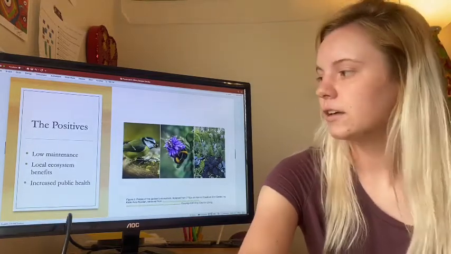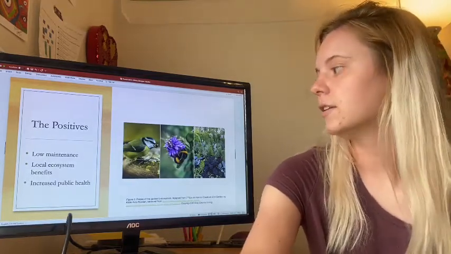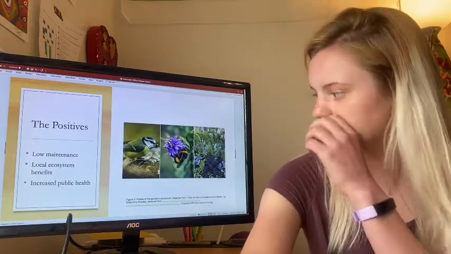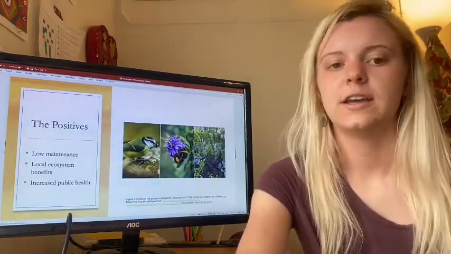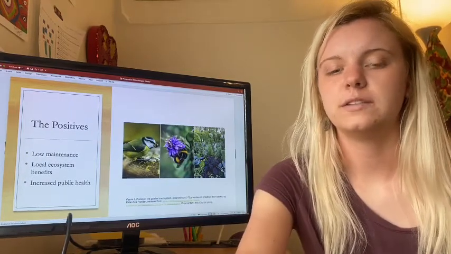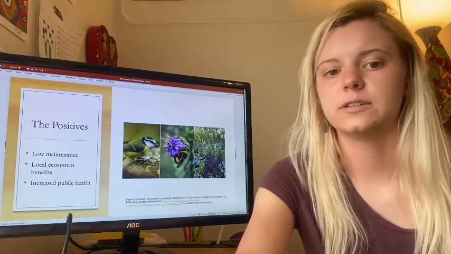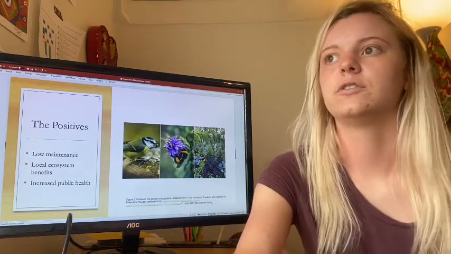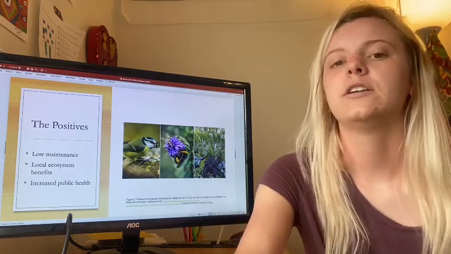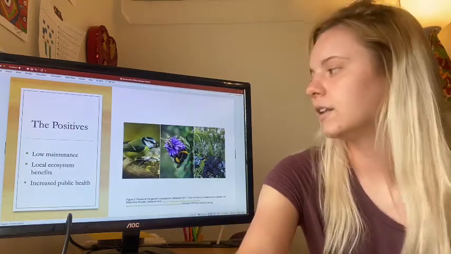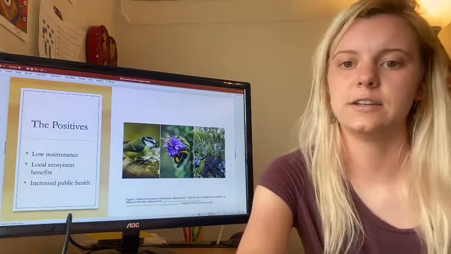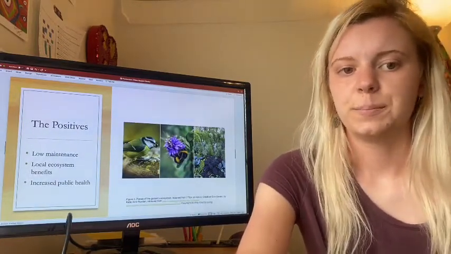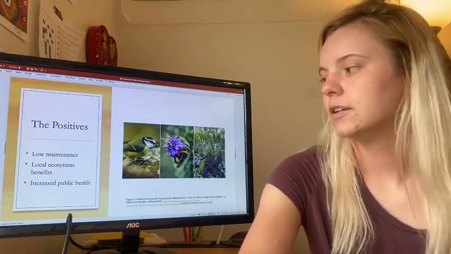So the ecosystem benefits that they bring, you can see here I've got pictures of natural birds and pollinators that native plants attract, and so they really bring a positive impact to the local ecosystem because they have these natural materials and nutrients for the wildlife and other plants and pollinators and other insects and things like that. They also help increase public health.